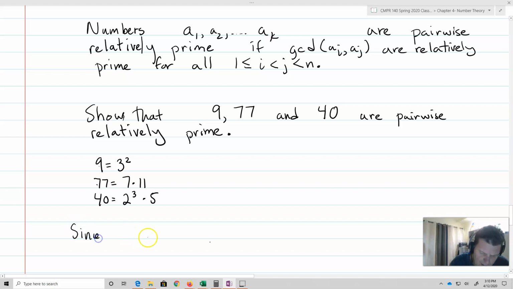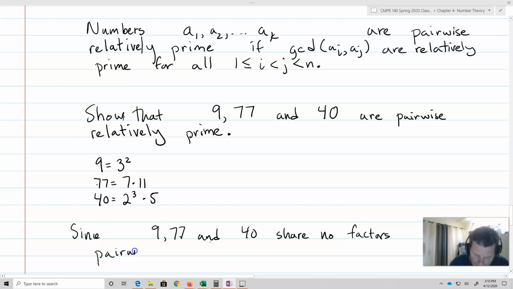Since 9, 77, and 40 share no factors pairwise, this means 9, 77, and 40 are pairwise relatively prime.